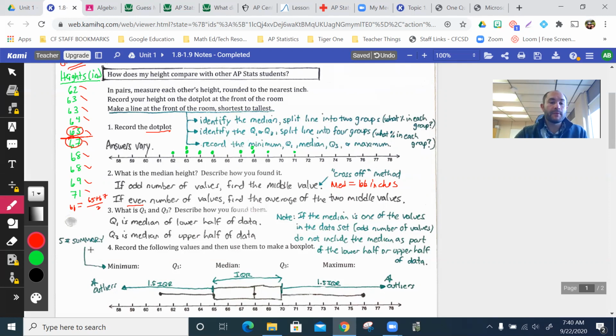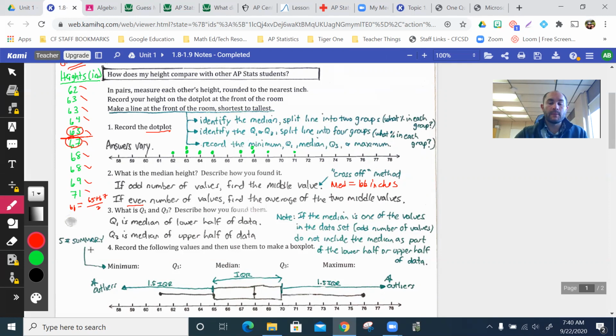If it's an odd number of values, it's just the middle of the values. So if I added one more height in here, let's say I added in 73, then 67 would become the median because it would shift down one more spot in that order. So if it's an odd number of values, we find the middle value. If it's an even number, you find the average of the two middle values. You could use this cross-off method to find those middle two if you would like to.